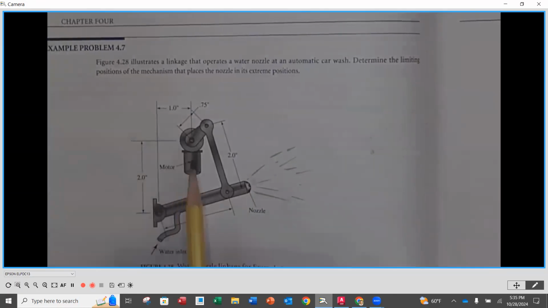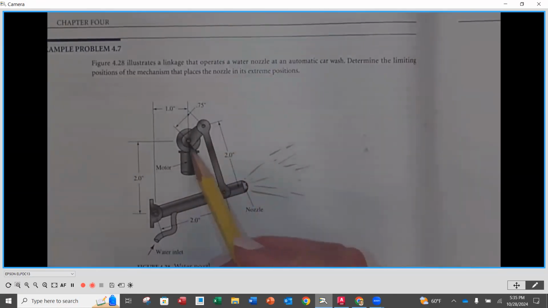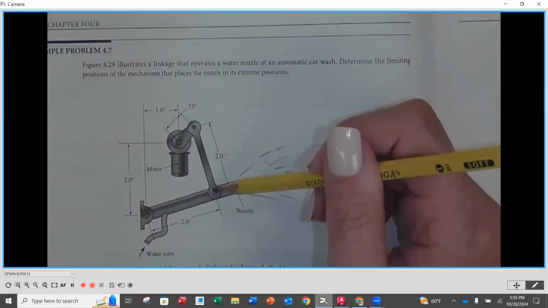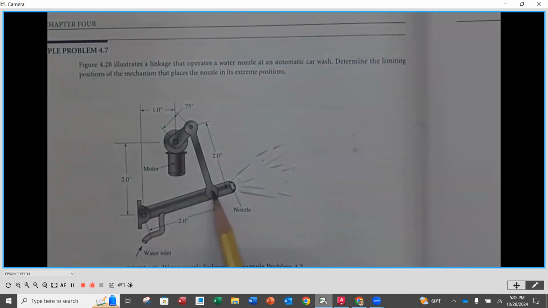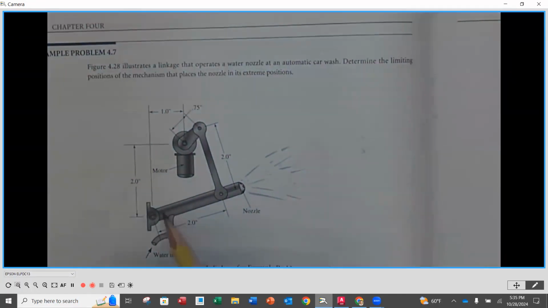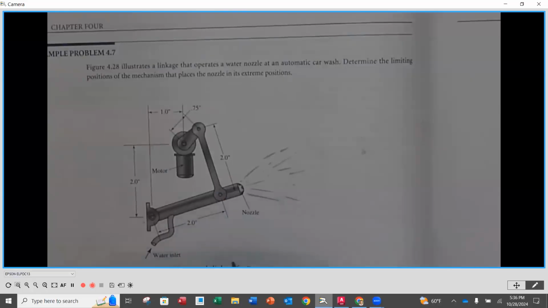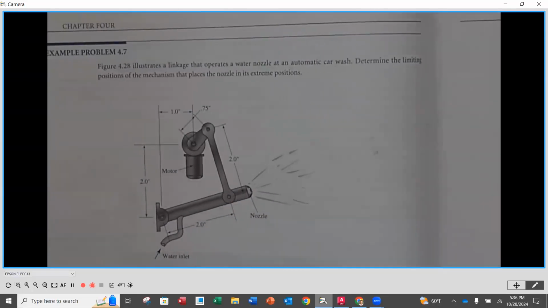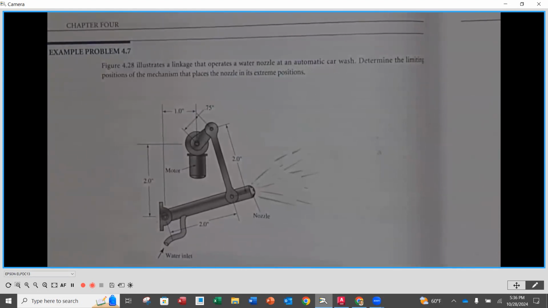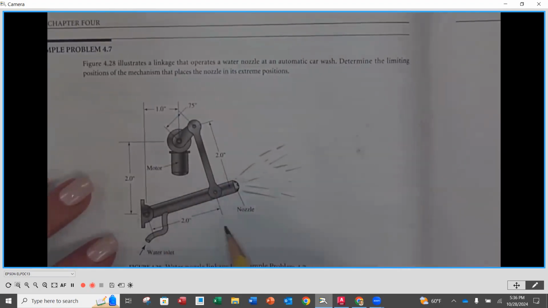So you'll notice that we have a motor. Connected to the motor is going to be our crank link, our connecting rod, and then this is going to be the nozzle itself. So this is our output. What we want to know is, as this sweeps through, what is its highest position and what is its lowest position? Now, this time, this is not a slider. This is going to be a link that oscillates, and we would want to know what that extreme position would be so that we can measure the angle between its highest and its lowest points.